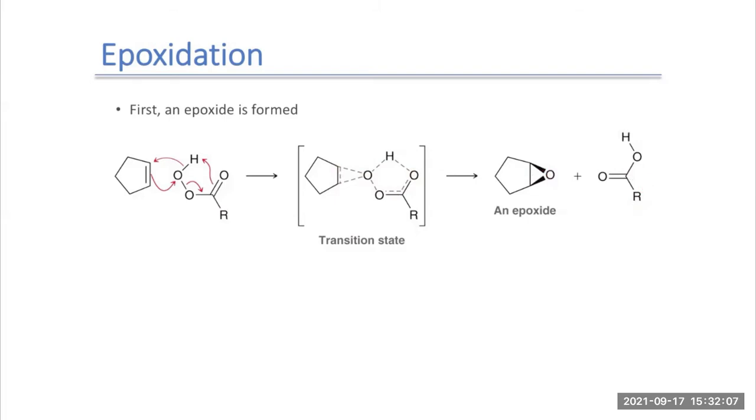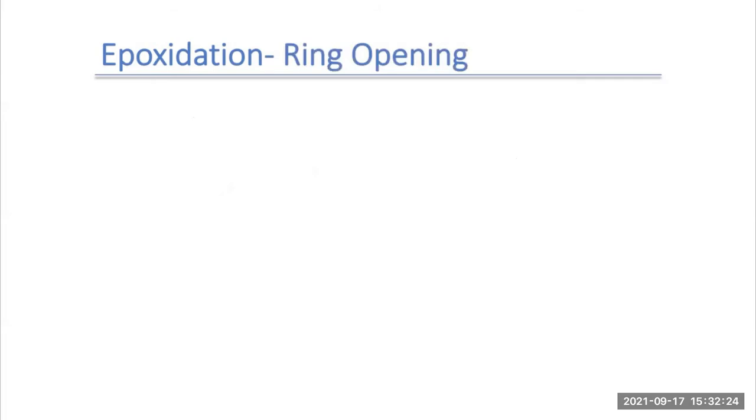And then epoxides are useful intermediates for creating 1,2-diols. And so this is also considered our epoxide ring opening. And we can do it 2 different ways. We can have an acid catalyzed ring opening, and we can have a base catalyzed ring opening. So let's first look at the acid catalyzed ring opening.